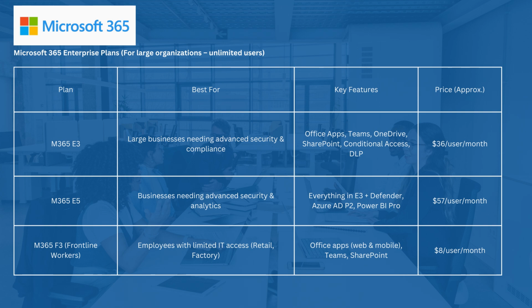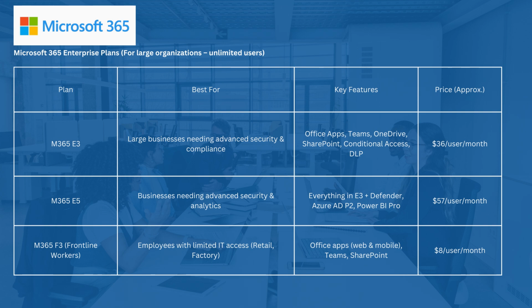Next plan is M365 E5. It is best suited for businesses needing advanced security and analytics. It includes everything in E3 plan plus Defender, Azure AD P2, Power BI Pro. It costs approximately $57 per user per month.